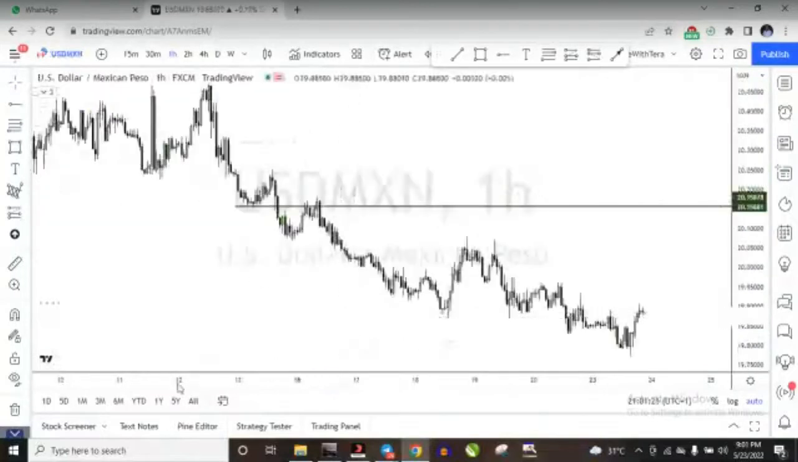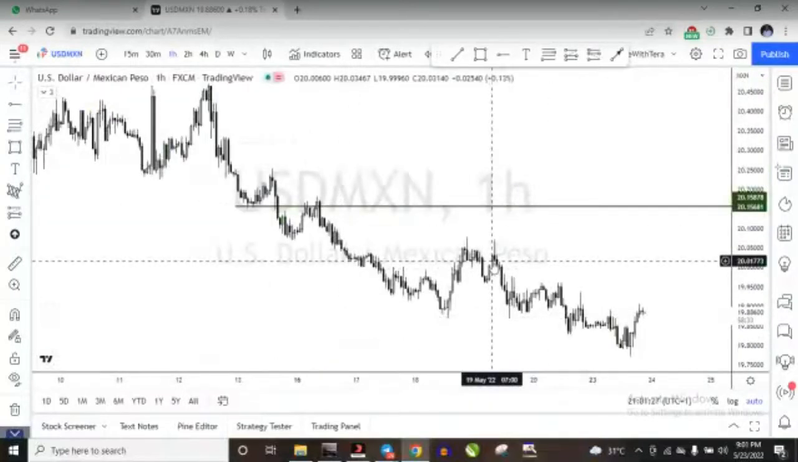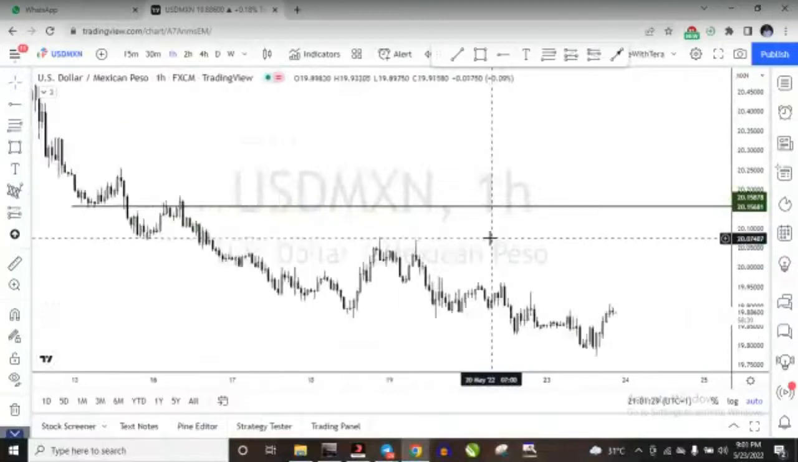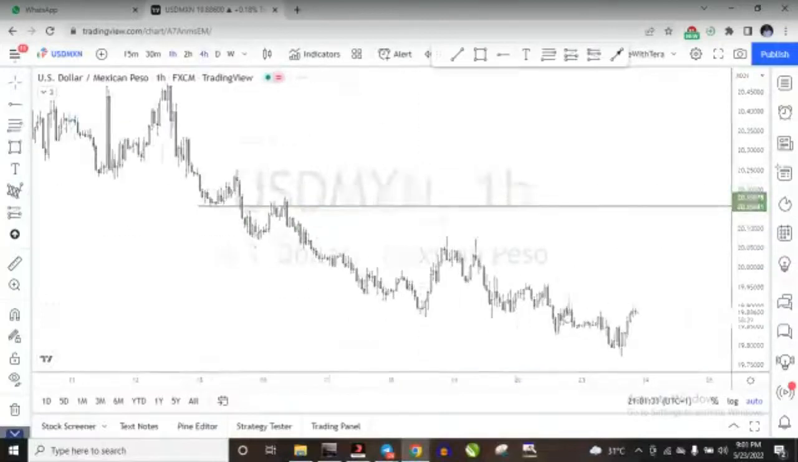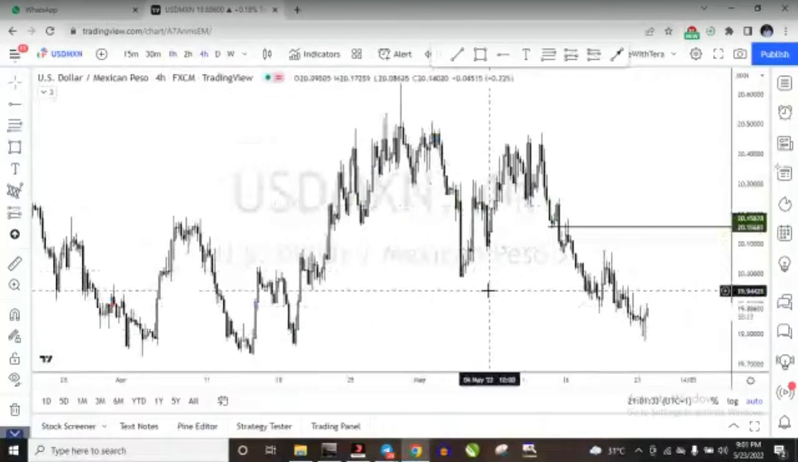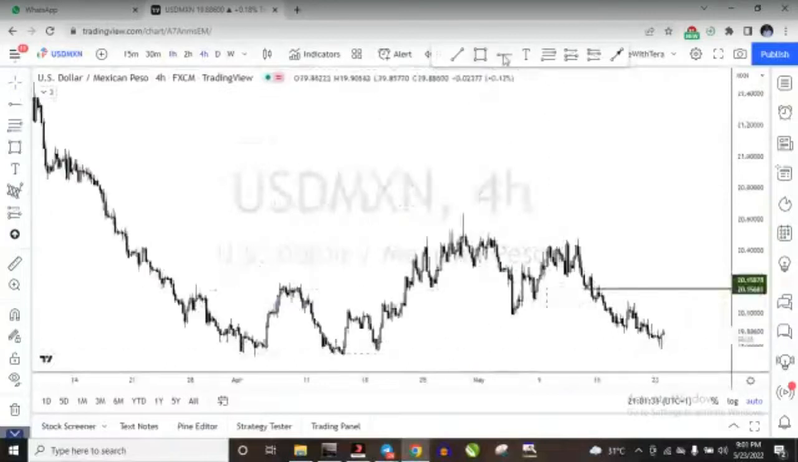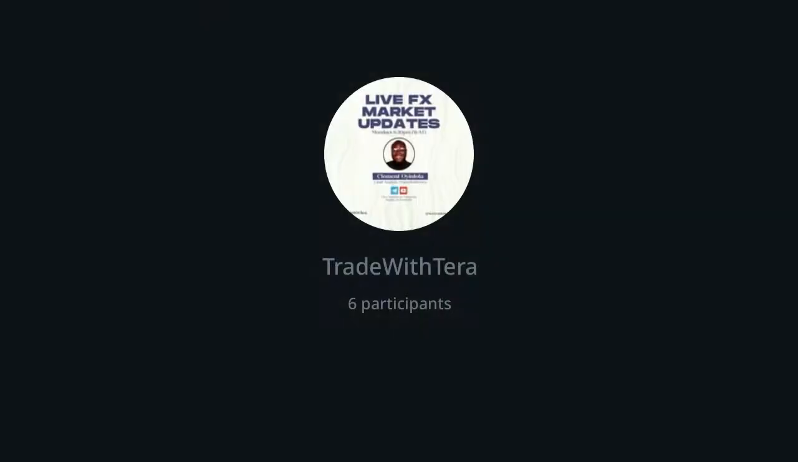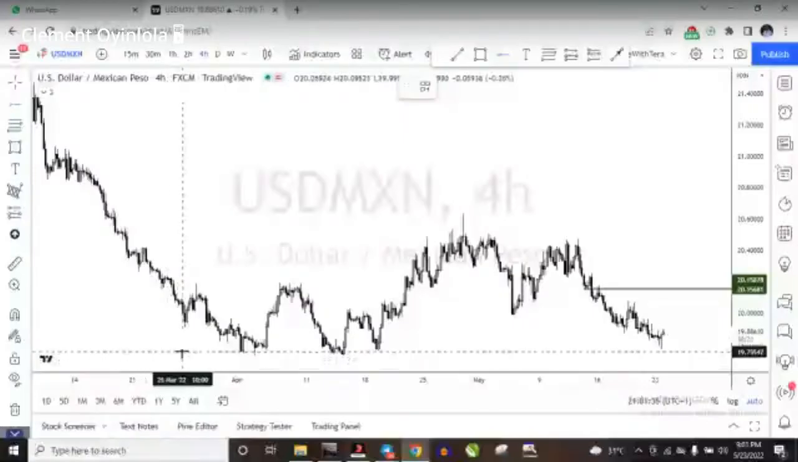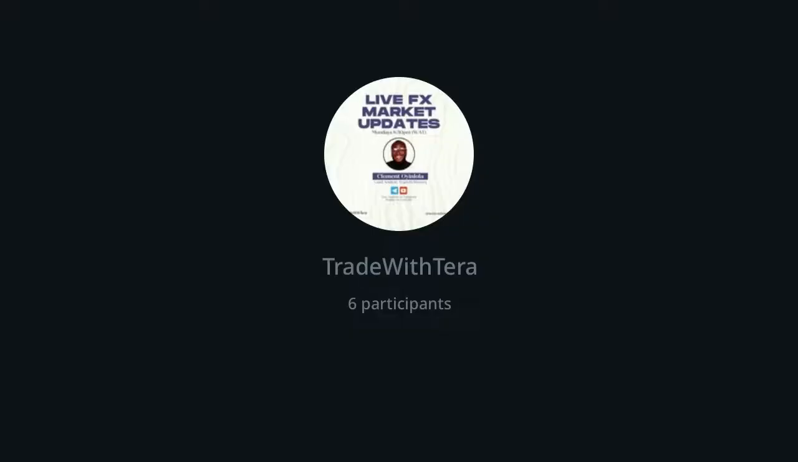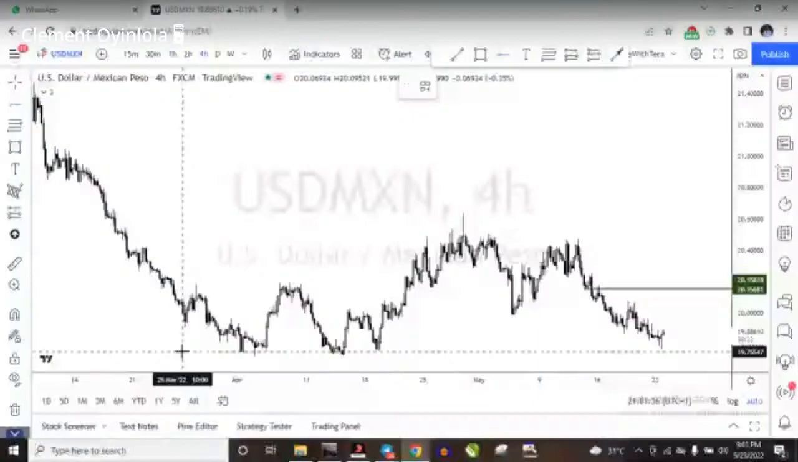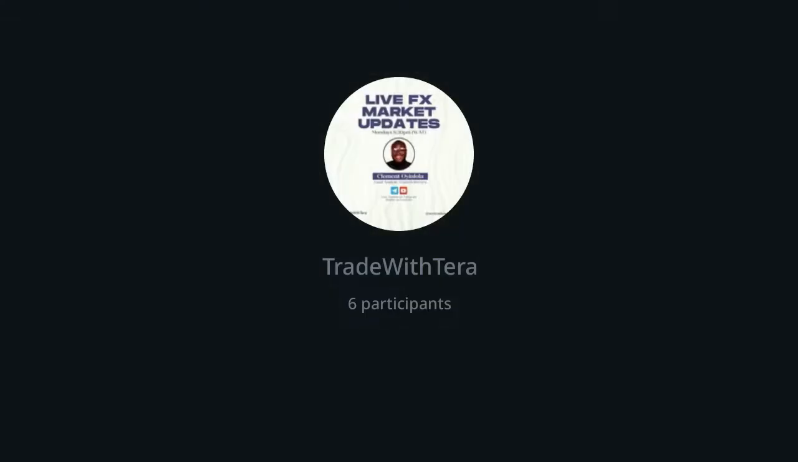For USD Mexican dollars, what am I saying? This pair can be very frustrating, very annoying. If you're not patient with the pair, you can delete the pair from your watch list. But then let's be patient with the pair.